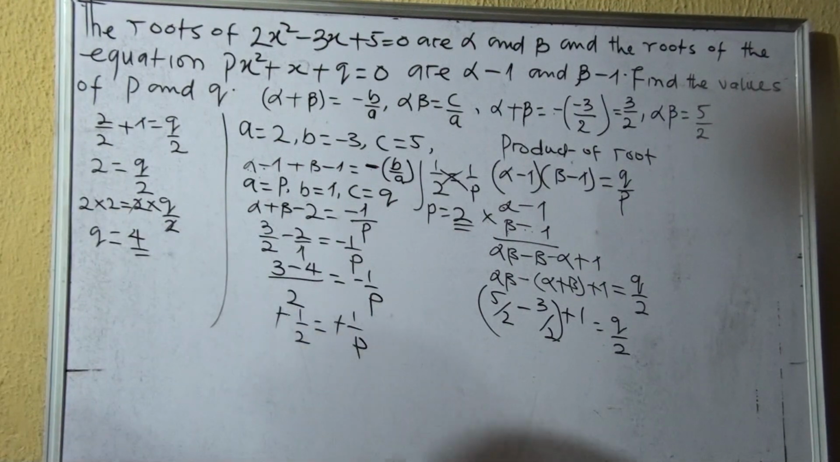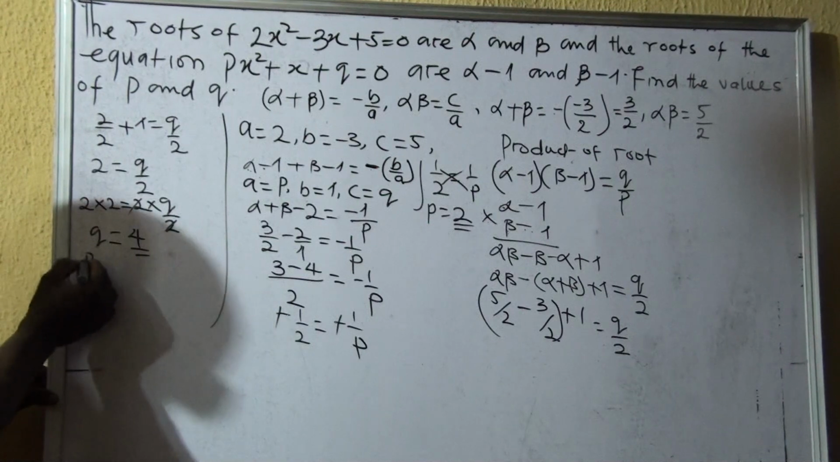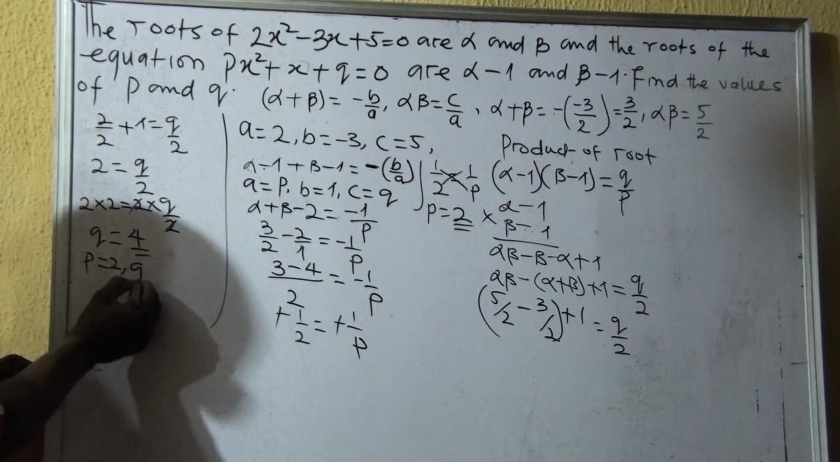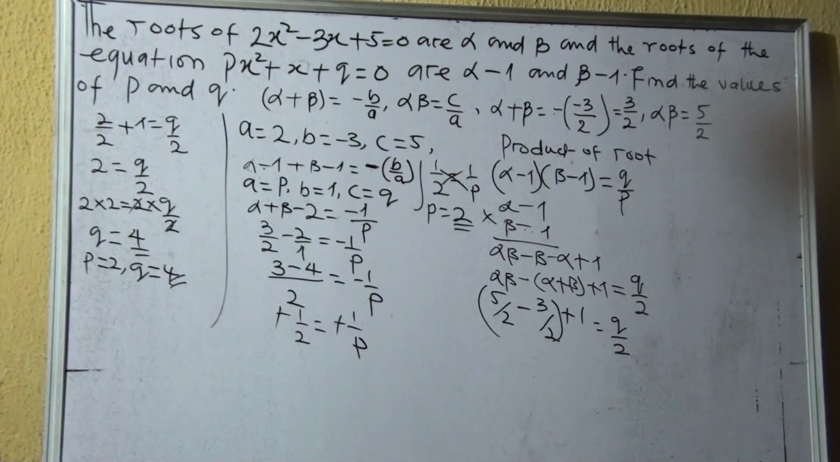So you can see now that the value of p is equal to 2 and q is equal to 4. These are the two respective values of p and q from the equations.